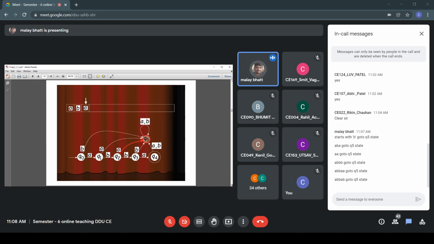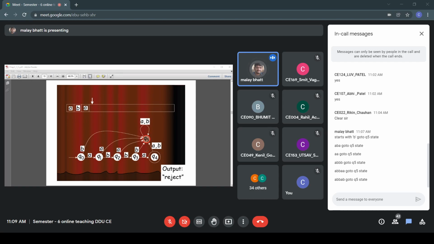Now after this Q5, whatever elements are there in the input, there is no outgoing arrow from Q5 to any other state. As there is no outgoing arrow, you will stay in the Q5 state forever. So it will be rejected.